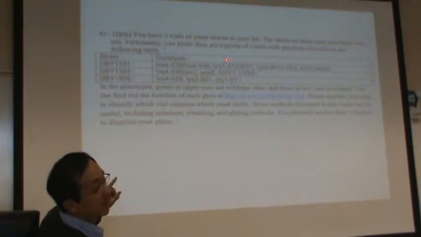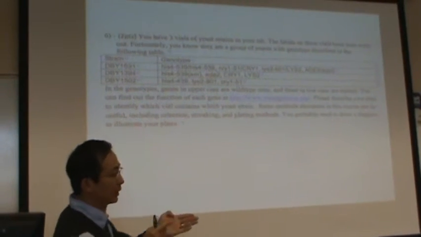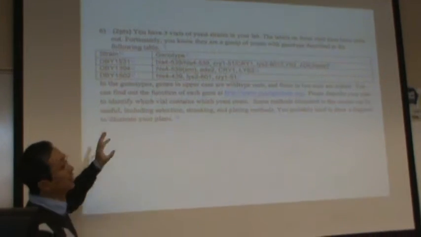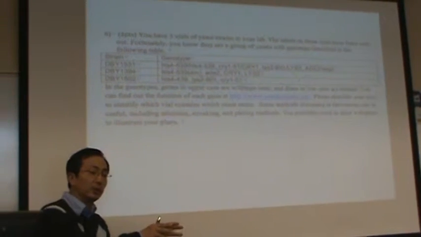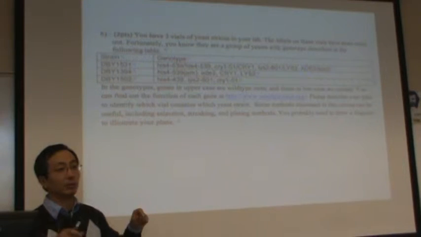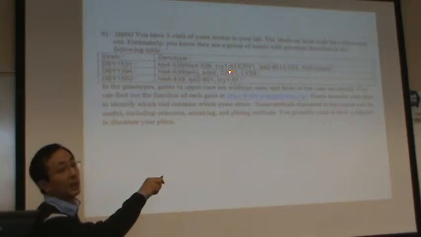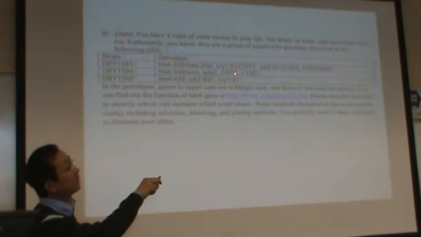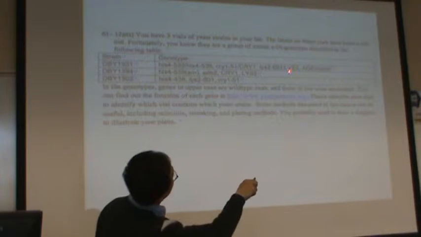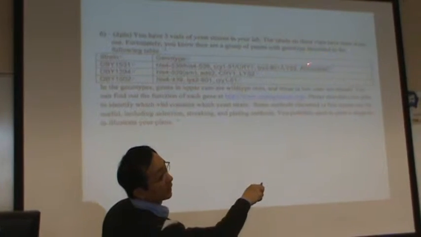cry1 type 51, that's a mutant. But this one, we always, so easy to tell: one copy is the mutant, the other copy is the wild type. So this one is heterozygous. And this one is also heterozygous. That's also heterozygous.